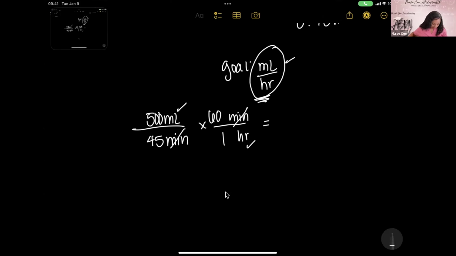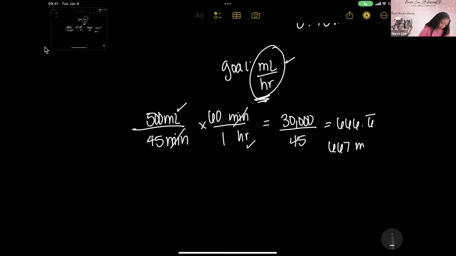So we'll multiply across the top, multiply across the bottom, and divide. So 500 times 60 is going to be 30,000 divided by 45. Okay, so if we rounded this to the nearest whole number, our answer would be 667 milliliters per hour.